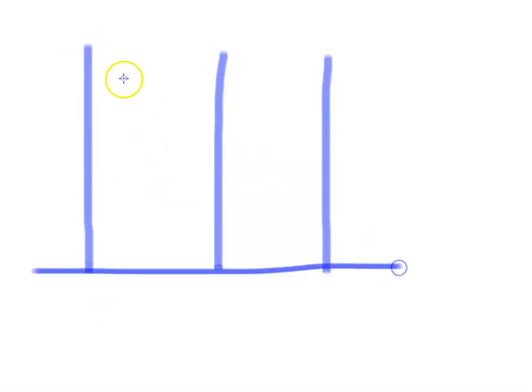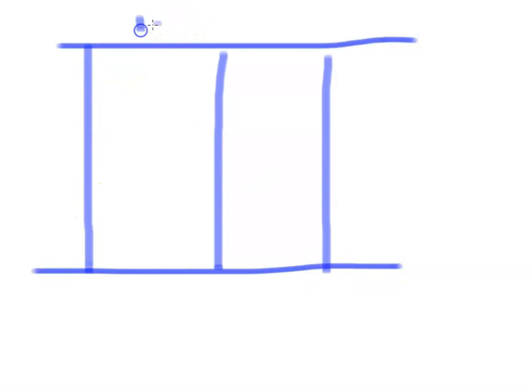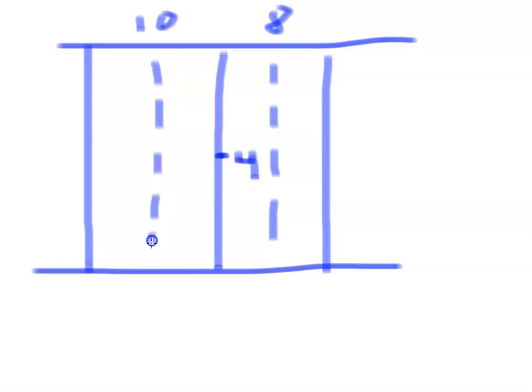Let me just draw one more. So beam, beam, beam. Just to explain this one more time, let's say that this is 10 and this is 8. Therefore, this beam here is supporting 4 feet on this side and 5 feet on this side.